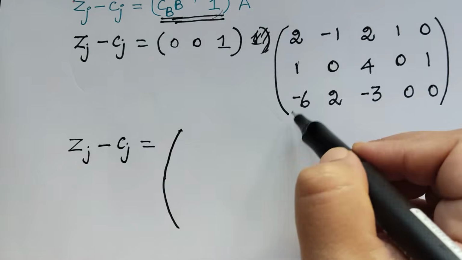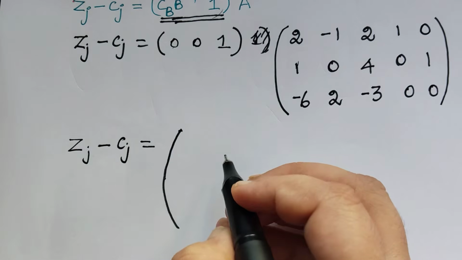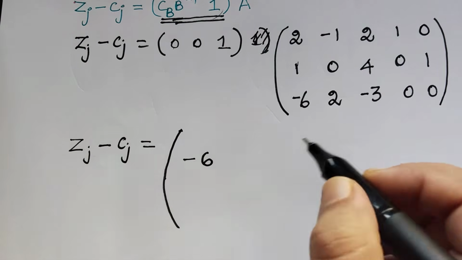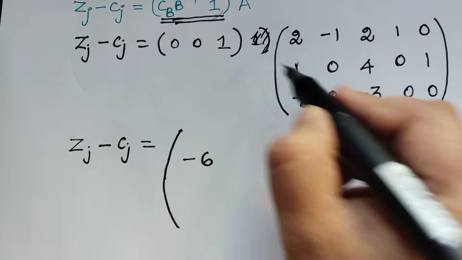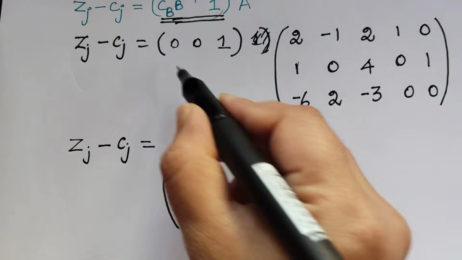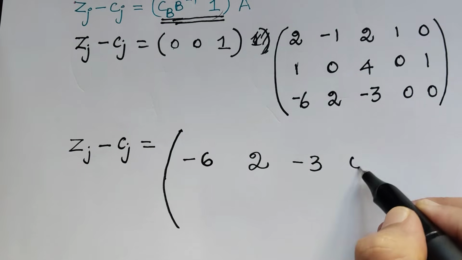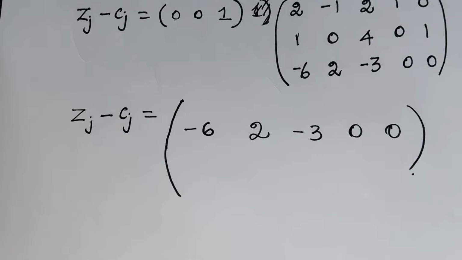So first row, first column: 2 into 0, 0 into 1 plus 1 into 6, which will give us minus 6. It will be a row matrix, so we need not write this big. So it will be a row matrix for minus 6, and here 0, 0 and 2. And then again 0, 0, so minus 3, and then 0, 0, so 0, 0. So this is the matrix Zj minus Cj.